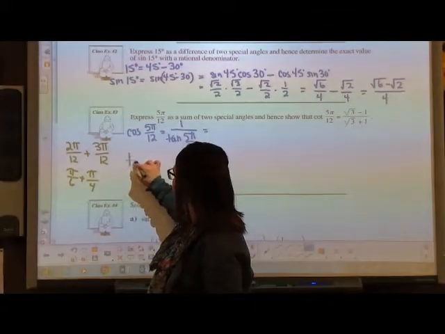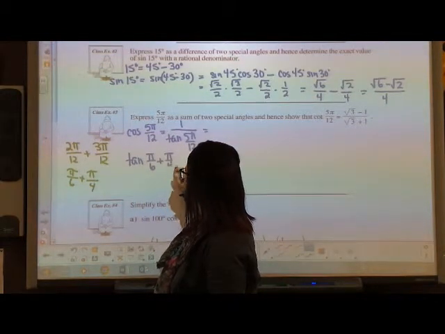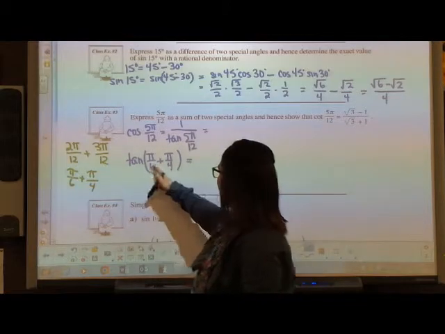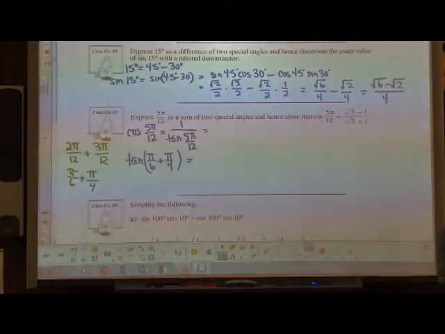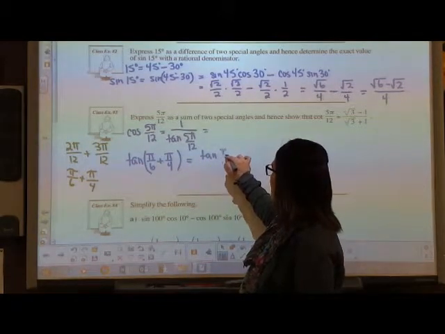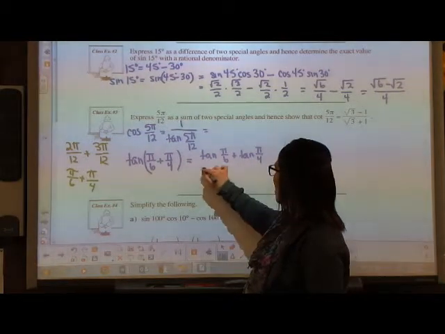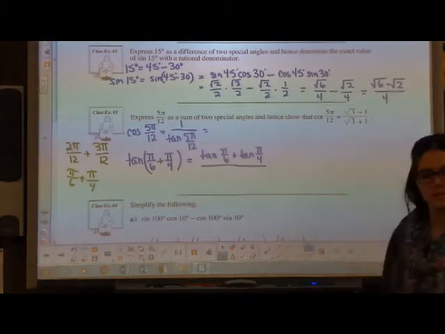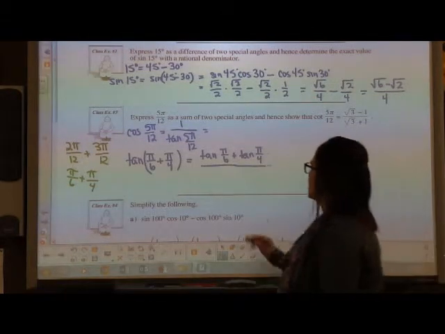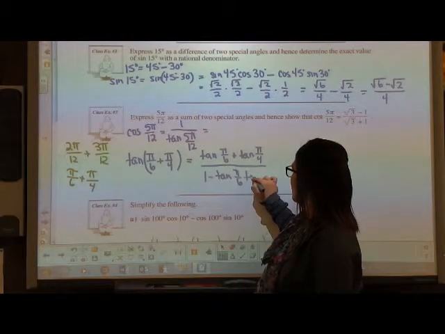So this becomes tan of pi over 6 plus pi over 4, A plus B. So in our formula, tan of A plus B becomes tan A plus tan B over 1 minus tan A tan B.